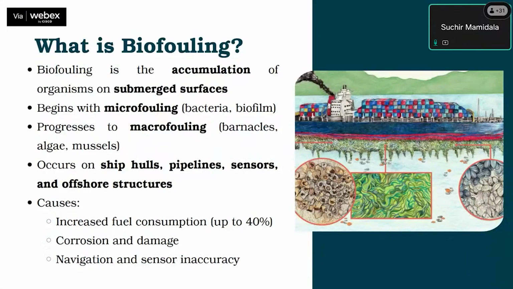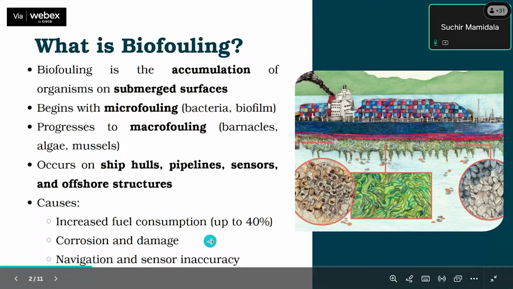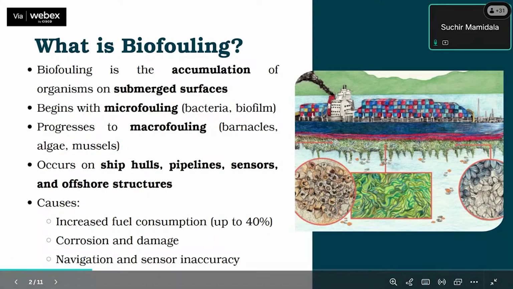So, what is biofouling? Biofouling refers to the unwanted buildup of organisms like bacteria, algae, barnacles on the submerged surfaces such as ship hulls, pipelines, sensors, or offshore rigs. It starts with microfouling, where microorganisms form biofilms, and evolves into macrofouling, where larger organisms like barnacles and mussels take over. This buildup increases friction and drag, especially on ships, leading to higher fuel consumption, greenhouse gas emission, corrosion, and even sensor inaccuracies.